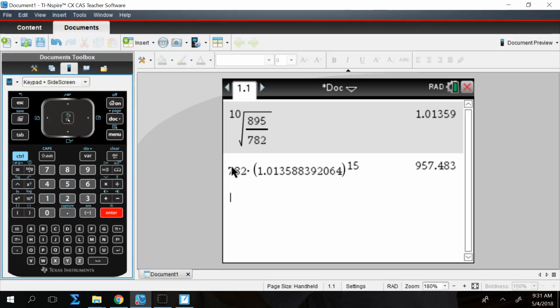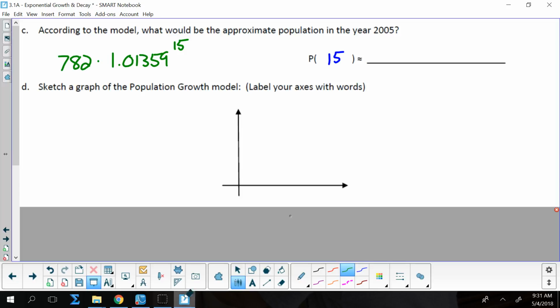Now, here is where your question comes back into play. So I get 957.483, right? So that tells me then, if I multiply by 1,000, because our answers were in thousands, that gives me 957,483 people that live in San Jose. Okay.